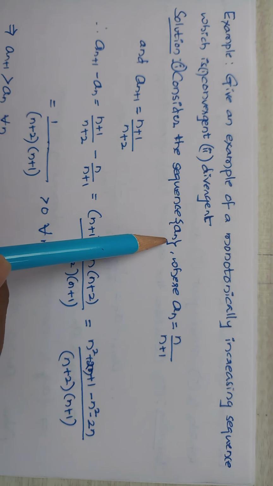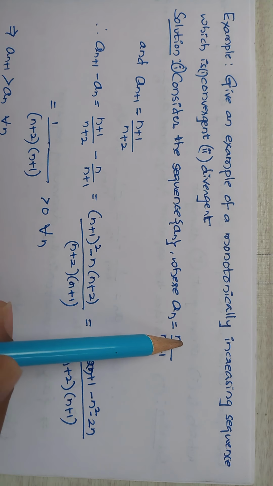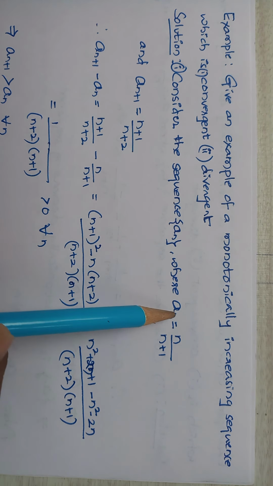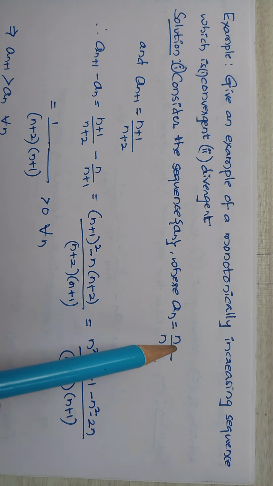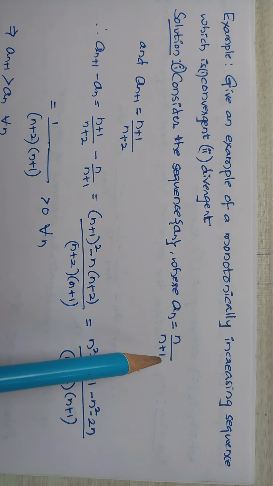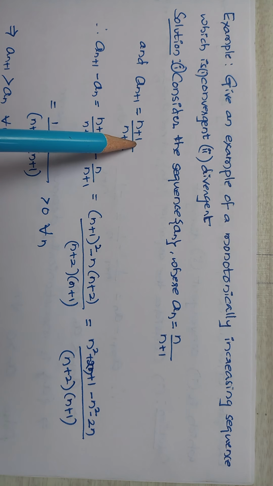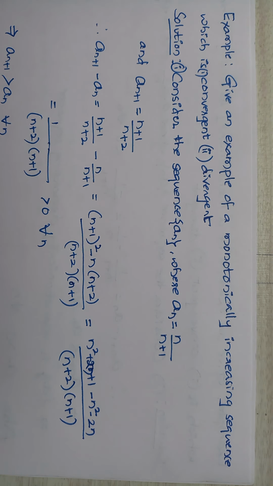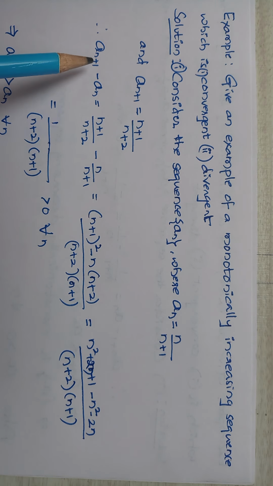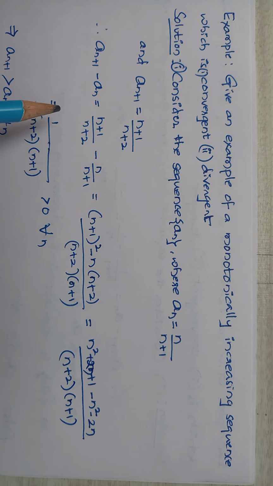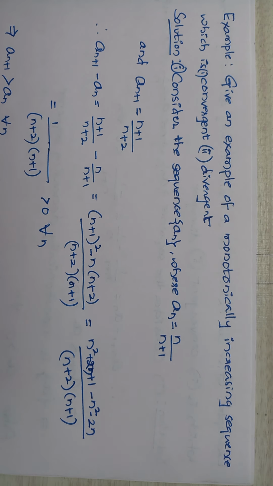Consider the sequence a_n where a_n is equal to n divided by n plus 1. Here put n equal to n plus 1, then a_(n+1) is n plus 1 divided by n plus 2. To prove a_n is monotonically increasing, we have to check that a_(n+1) minus a_n is strictly greater than 0. So a_(n+1) minus a_n is equal to (n plus 1) divided by (n plus 2) minus n divided by (n plus 1).